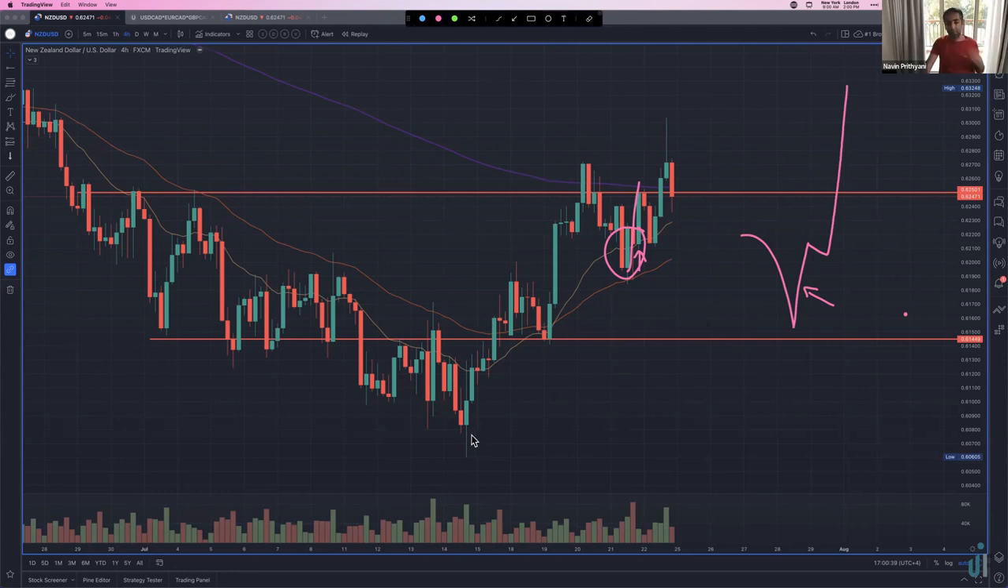So rejection, bad close, volume, and then follow through. It didn't let it come down. It went up, green bar close. It had follow through. But then it's like, okay, watch out.